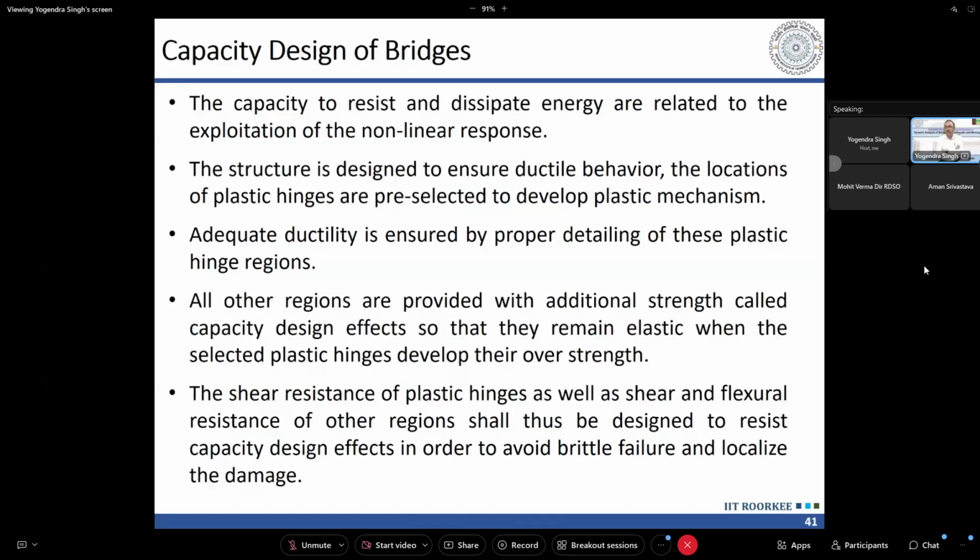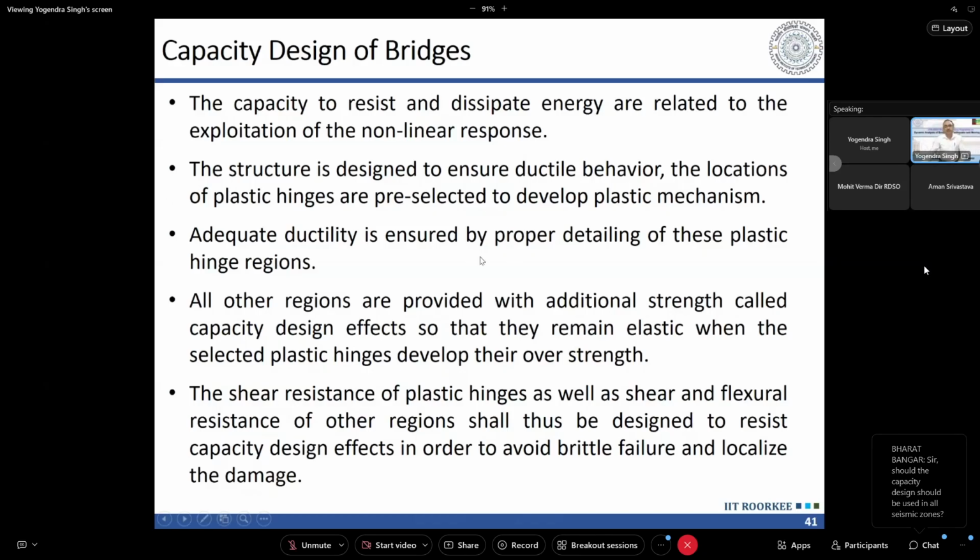But if I am using an R value greater than 1, then it will undergo some damage, and that damage will lead to nonlinear response of the structure, and due to that inelastic nonlinear response, the structure will dissipate energy. The earthquake, whatever energy it is imparting to the structure, should be dissipated at a larger rate than the rate of inflow into the structure.